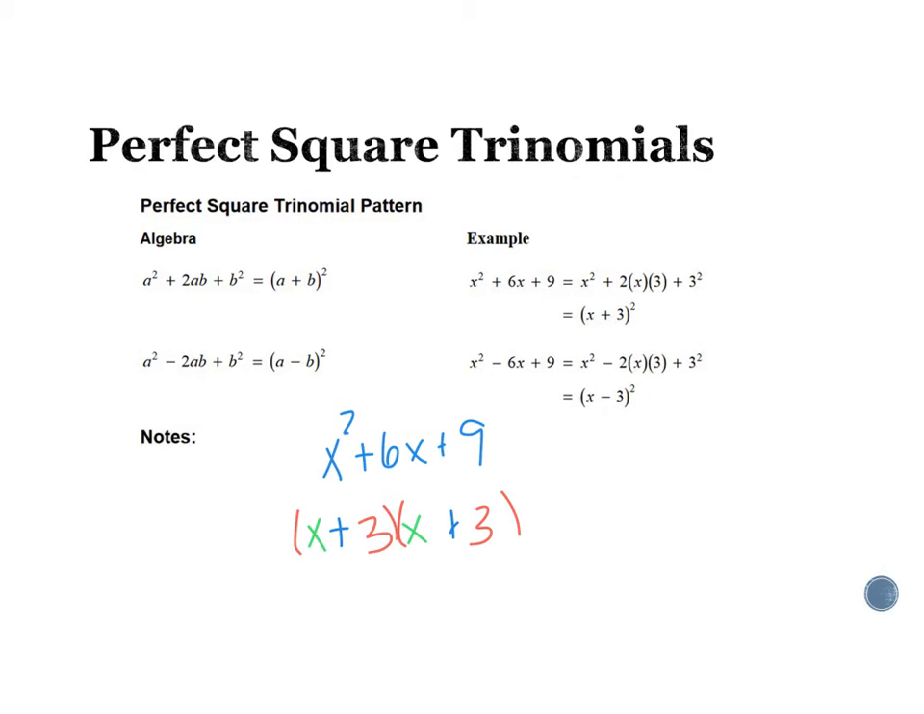So if they're the same, do I have to write it twice, or can I just write it once and square it? And that's what a perfect square trinomial is. You can literally think of a square, and the sides are the same. So if this side is x plus 3, then this side would be x plus 3, and this would be a perfect square.